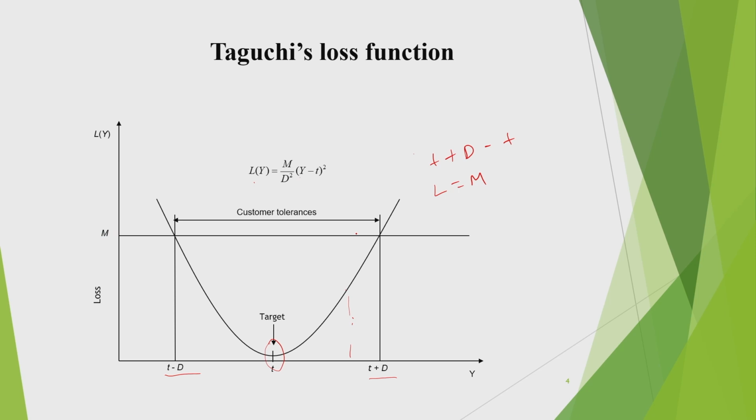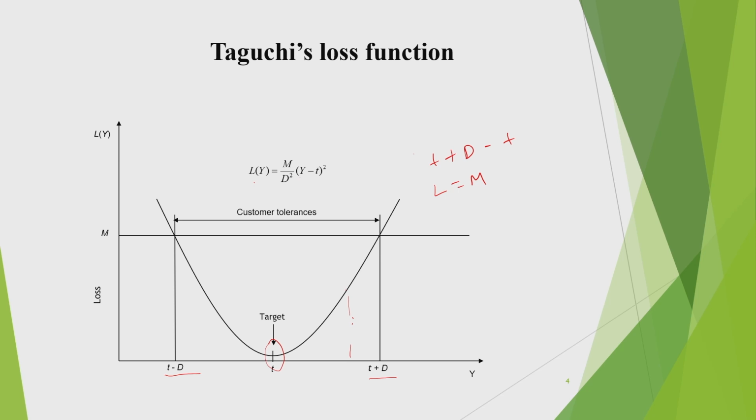So how do you determine that m? D is known by the design specification or by the customer, but how do you decide m? Maybe you can consider like this: suppose you are making some object and that object is costing about, say, 3000 rupees, and that 3000 rupees goes away.